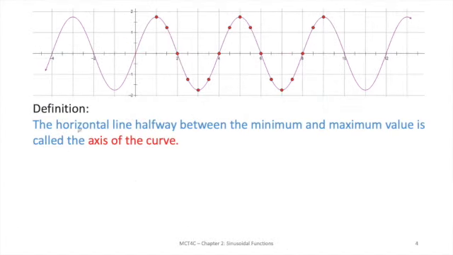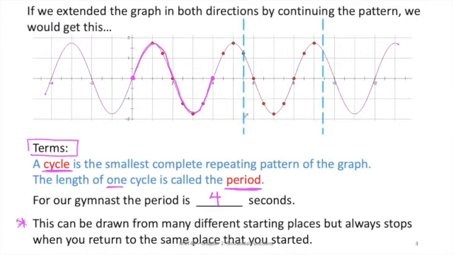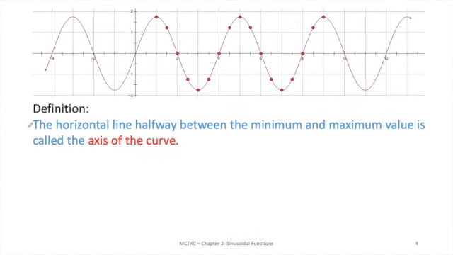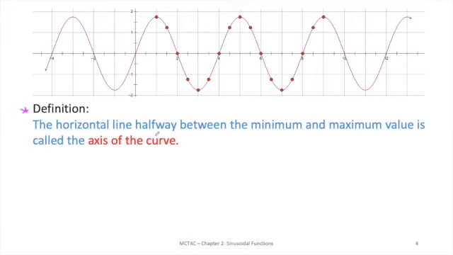Another definition we're going to look at. You don't need to draw this graph again. If you drew it here, don't draw it again. You can just start to mark on the same graph. Just write down your definitions and you'll draw those differently on your graphs. What we're looking at now is something called the axis of the curve. The axis of the curve is the horizontal line, remember, horizontal is this way, halfway between the minimum and the maximum value.